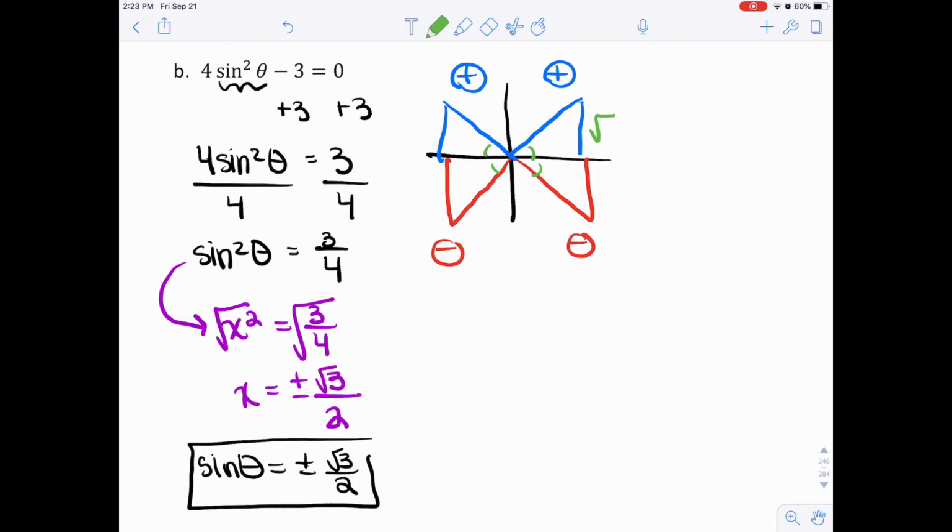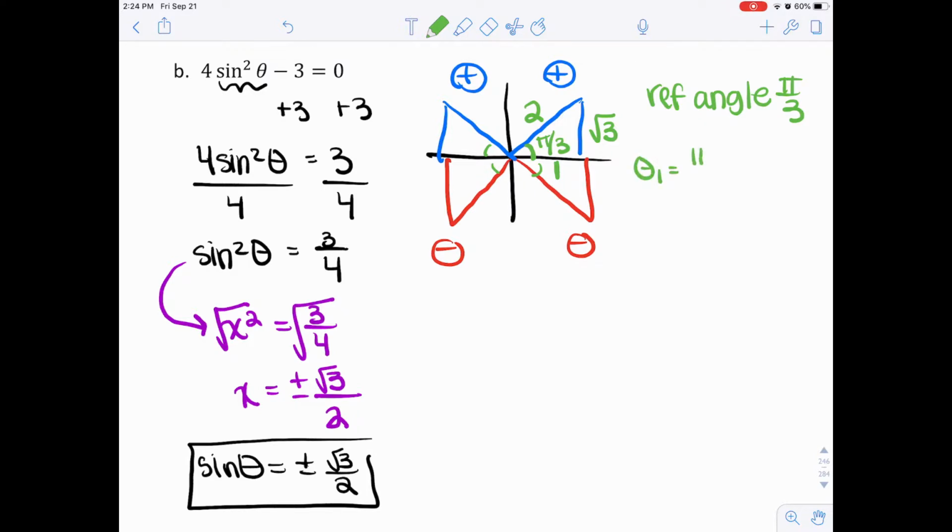All of these angles will have the exact same reference angle. It's the reference angle that produces a sine value of square root of 3 over 2. This triangle is a special triangle, so we don't need to use the calculator to find the angle. The angle measure, or the reference angle, is pi over 3. There's 4 solutions for this equation, and we can find all 4 using the reference angle of pi over 3.